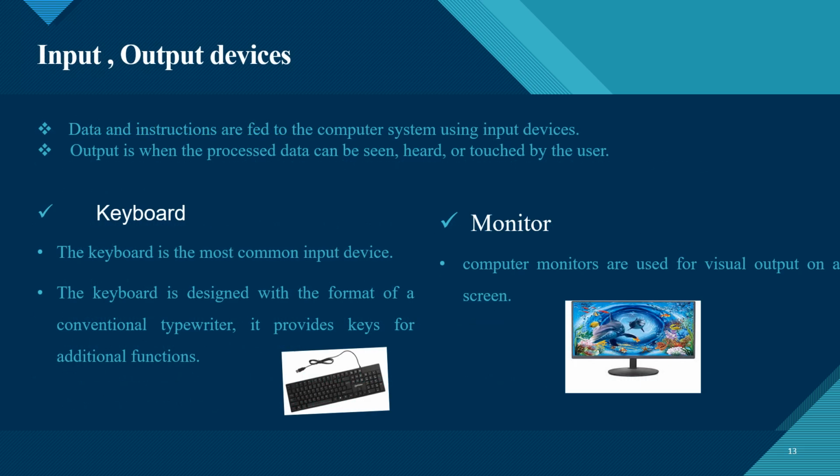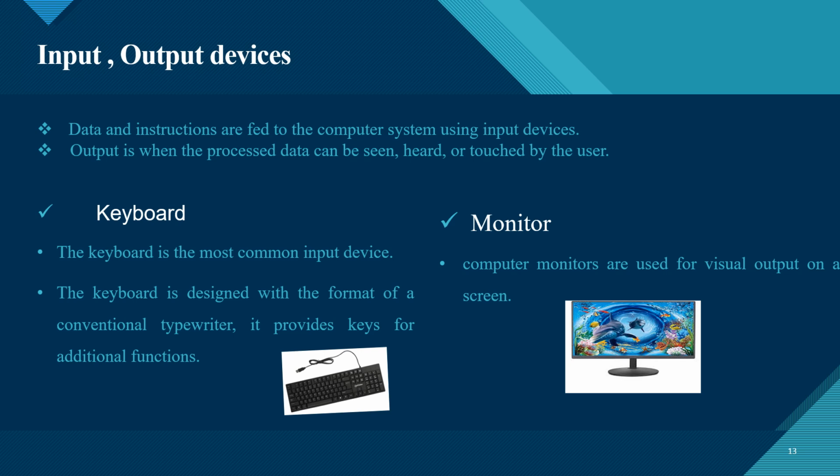Now let us see about input and output devices. What is the purpose of input and output devices? Data and instructions are fed to the computer system using input devices, and output is when the processed data can be seen, heard, or touched by the user.